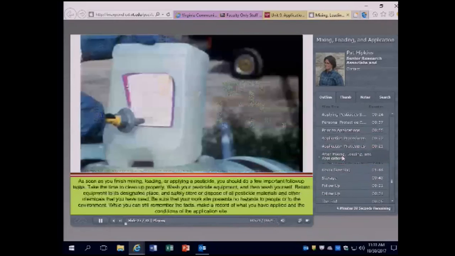As soon as you finish a pesticide handling task, clean up. Wash your equipment, including any PPE you used. Wash yourself. Put everything back where it belongs. Make sure excess product is put back properly in careful storage. Make sure any empty containers have been rinsed and are ready for disposal or recycling. Make absolutely sure that the places where you worked do not present a hazard to other people or to the environment. While you can still remember what you did, make a record of what you applied and double check the conditions of the work site.